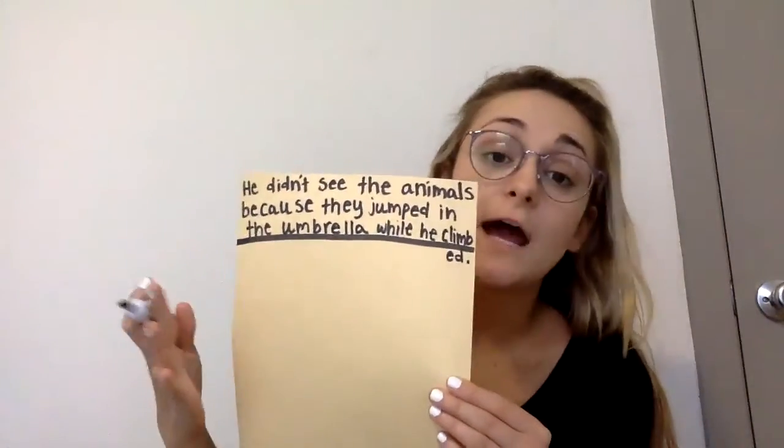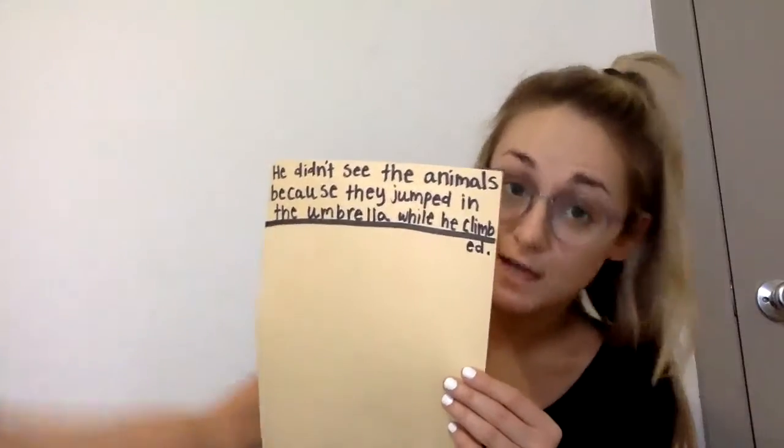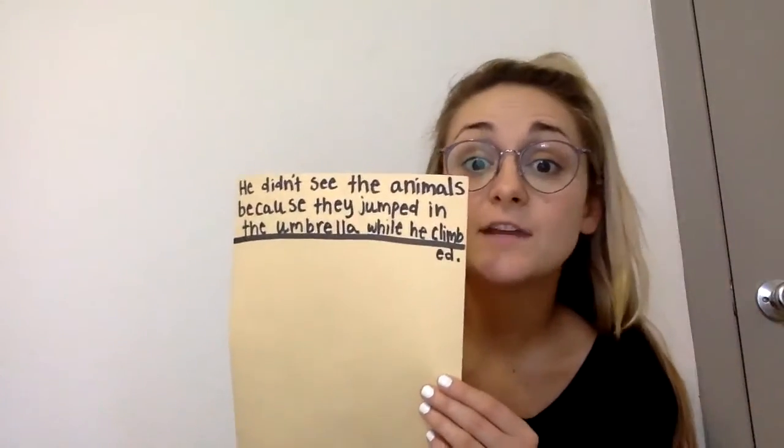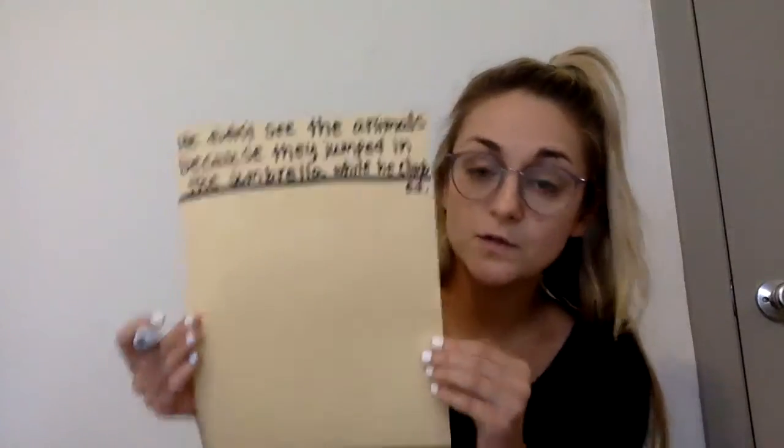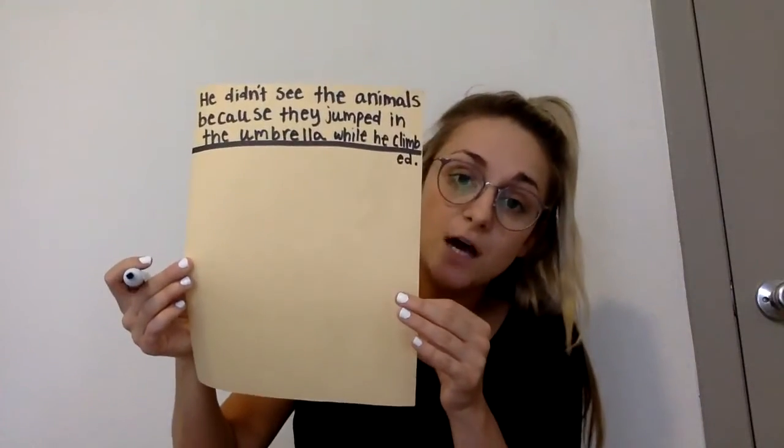It can say something about how he climbed the tree and shook the animals off. It can say how the animals were hiding. You can replay the story and decide why you think Carlos didn't see the animals. So after you've written a sentence at the top, you are going to turn your paper around to draw an umbrella. Again, this is going to be in pencil, Sharpie marker.